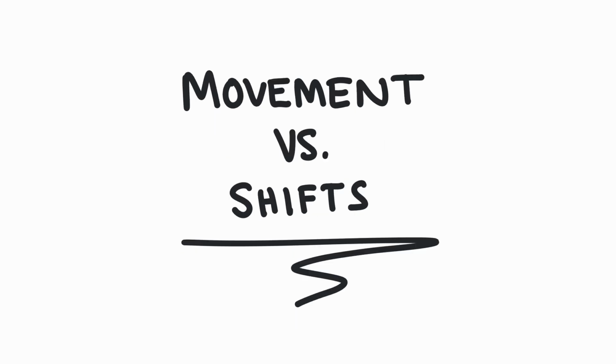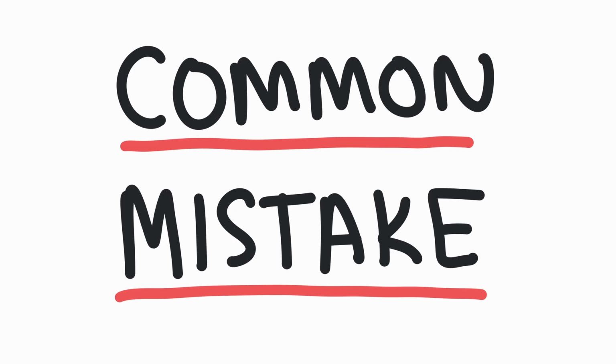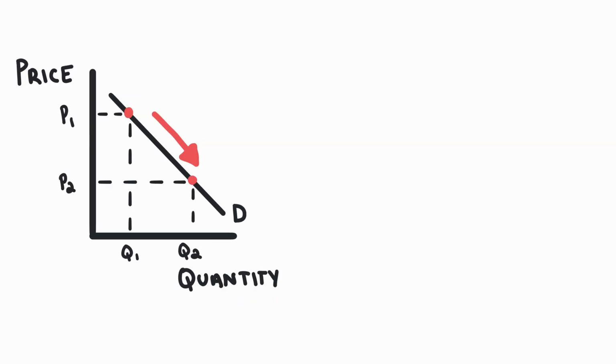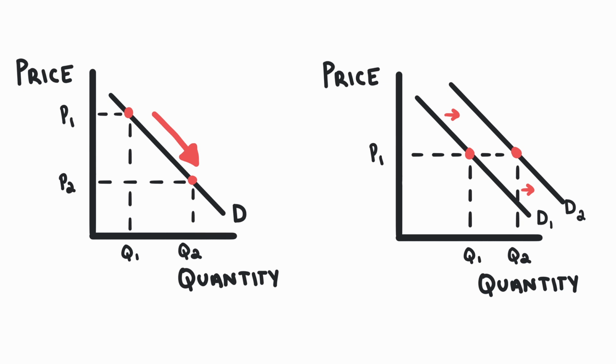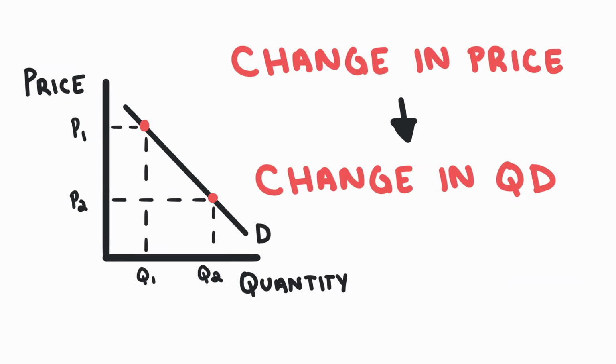Movement versus shift. This next part of the lesson is crucial, and it's a common mistake that students make on the AP test. We need to know the difference between a change in quantity demanded and a change in demand. A change in the product's price causes a change in quantity demanded. This is shown as a movement along the existing demand curve. If the Pearphone goes on sale, we just move down along the curve to a higher quantity.